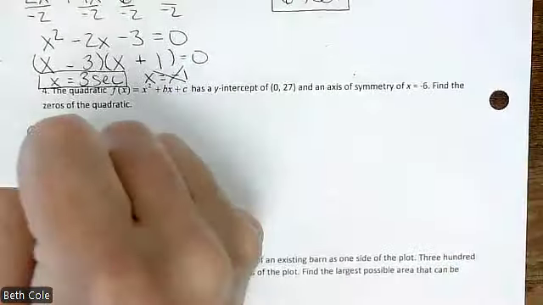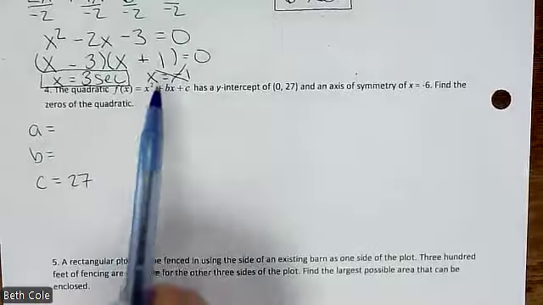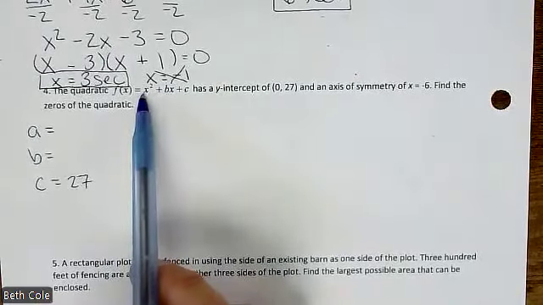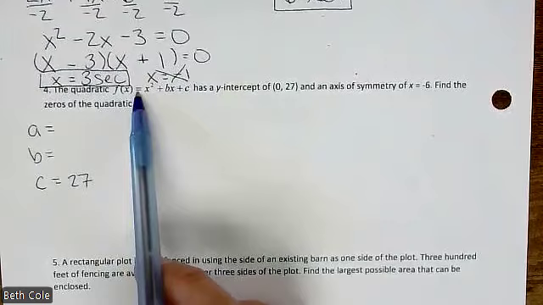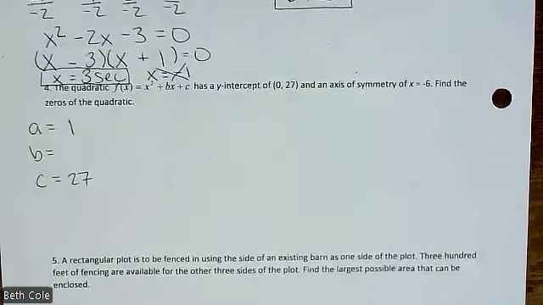Why is C 27? Very good, because we have that. Is the y-intercept. Now we actually have A as well. A is not written in front of here, so what is A? 1. There's nothing written in front of the x squared, so we know that that's a 1. So cool, we got that.